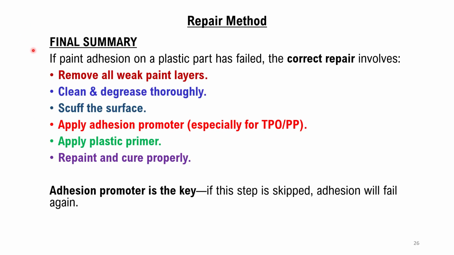Final summary. Regarding the repair method, if paint adhesion on a plastic part has failed, the correct repair involves: remove all weak paint layers, clean and degrease thoroughly, scuff the surface, apply adhesion promoter especially for TPO and polypropylene, apply plastic primer, repaint and cure properly. Adhesion promoter is the key. If this step is skipped, adhesion will fail again.